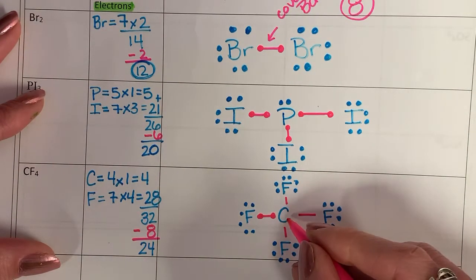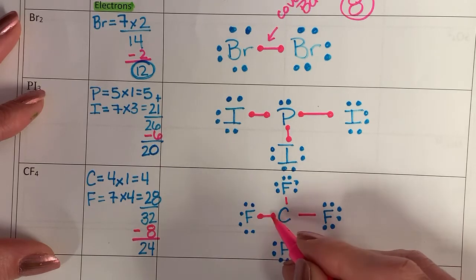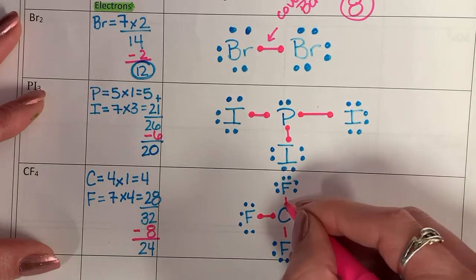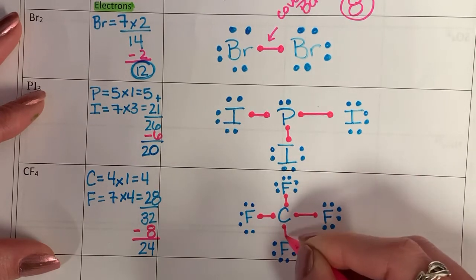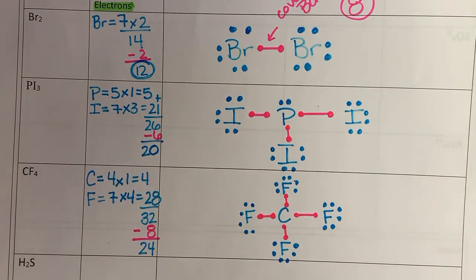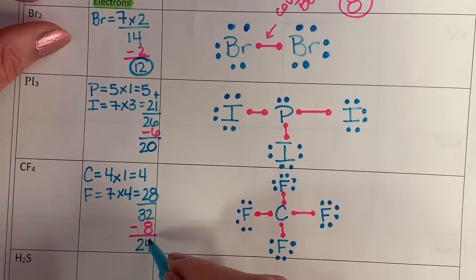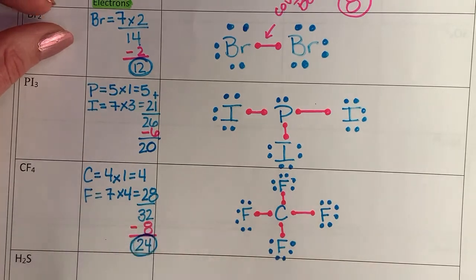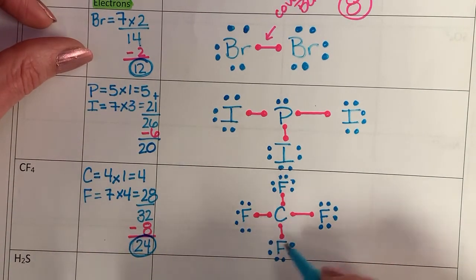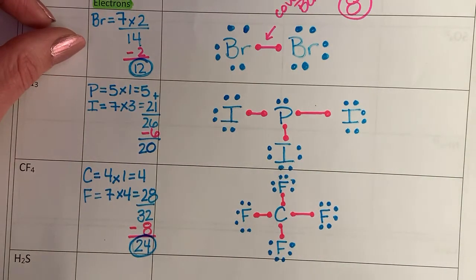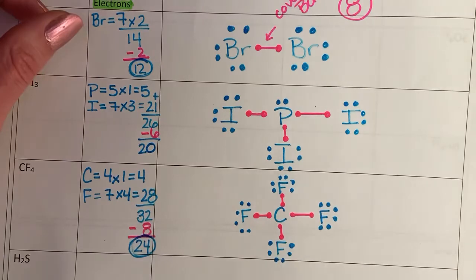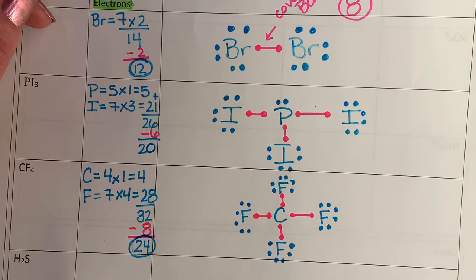Let's look at carbon. Carbon has 4 lines touching him. 1, 2, 3, 4, 5, 6, 7, 8. He's not going to need any more dots. He's already hit magic number 8. So I want to check my math. I was told I could draw 24 dots. 6, 12, 18, 24. Everybody made it to magic number 8, so that's a good diagram.